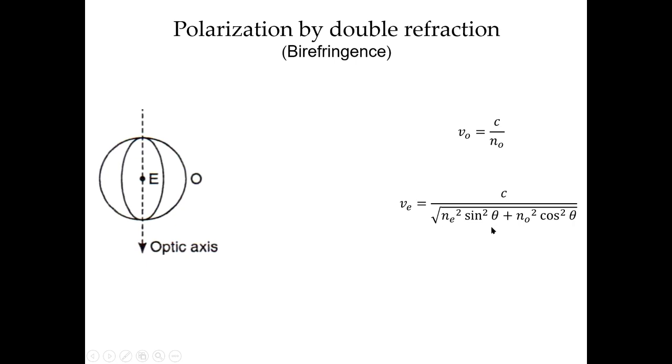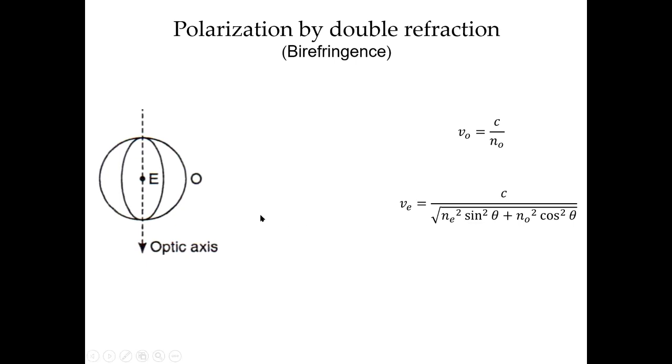For theta equal to 0 degree or 180 degree, VE is equal to VO. It means there is one direction in which VO and VE are the same, and this direction is known as the optic axis of that crystal. When unpolarized light enters the birefringent crystal along the optic axis, it does not split into two rays.